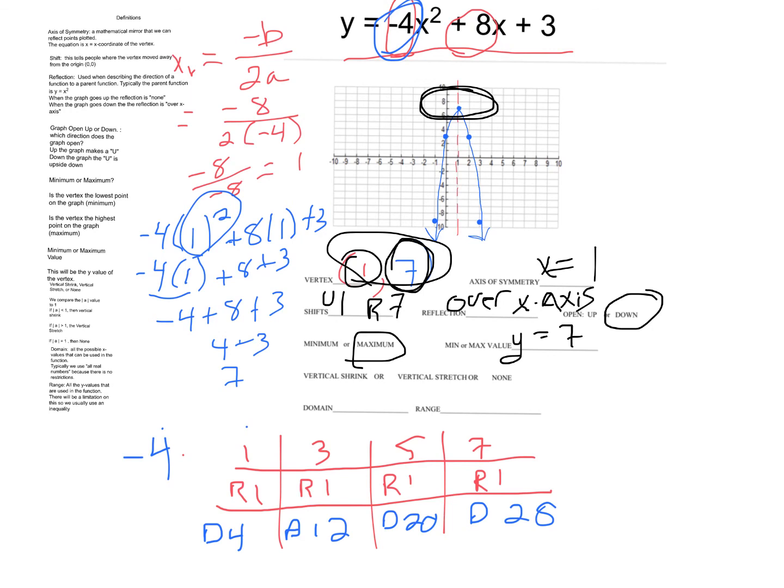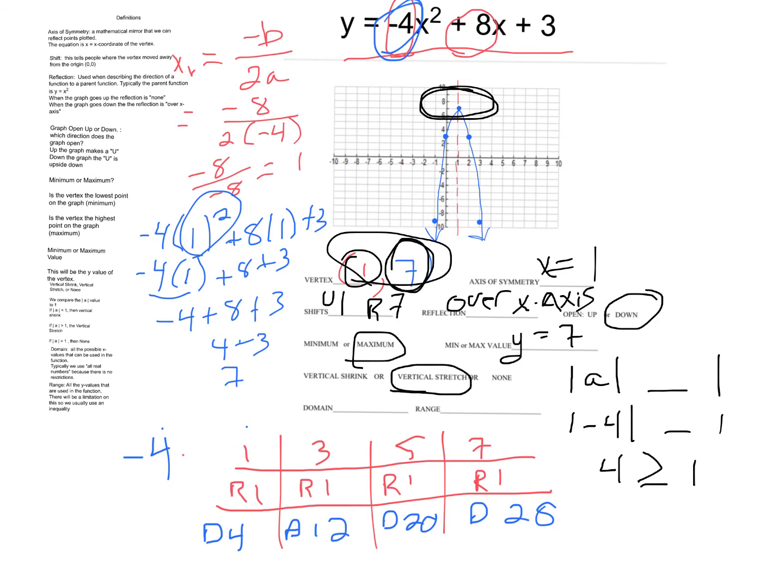Okay. Shrink, stretch, or neither. Again, we look at the a value, the absolute value of a compared to 1. Well, in this case, the absolute value of -4 compared to 1. The absolute value of -4 is +4. Now, since 4 is greater than 1, that means it is a stretch.